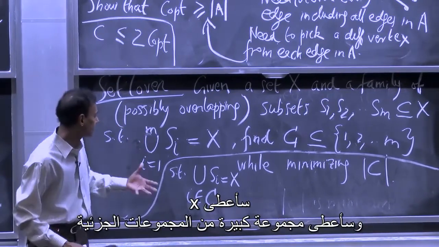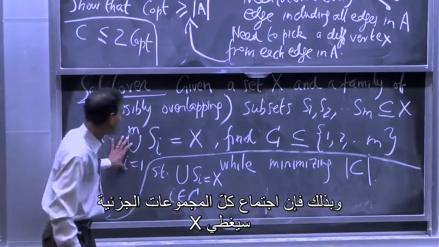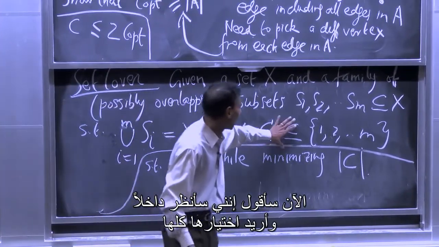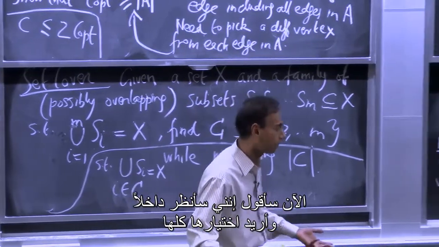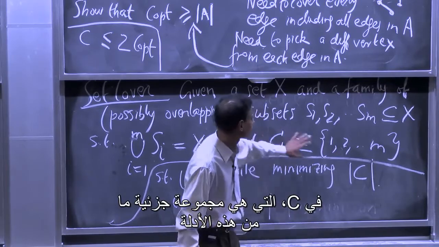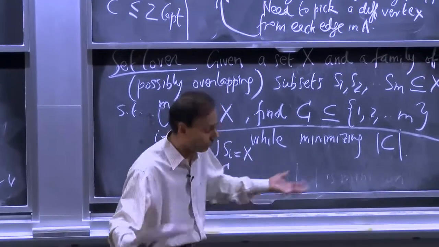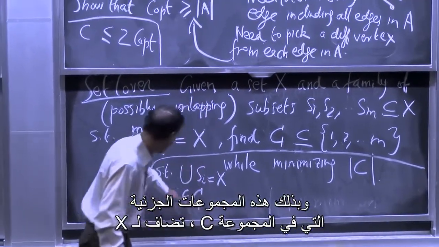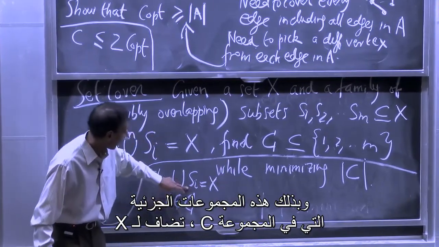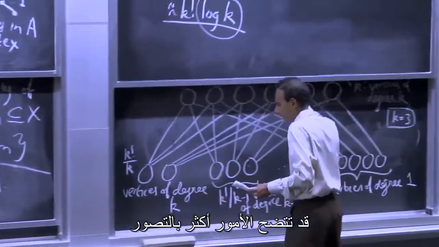I'm going to be given X, and I'm going to be given a large collection of subsets such that the union of all of those subsets are going to cover X. And now I'm saying I want to look inside and I want to select a bunch of these things, C, which is some subset of these indices. So 1 may not be in it, 2 may be in it, 4 may be in it, etc. And such that those subsets that are in this capital C set add up to X. Okay?